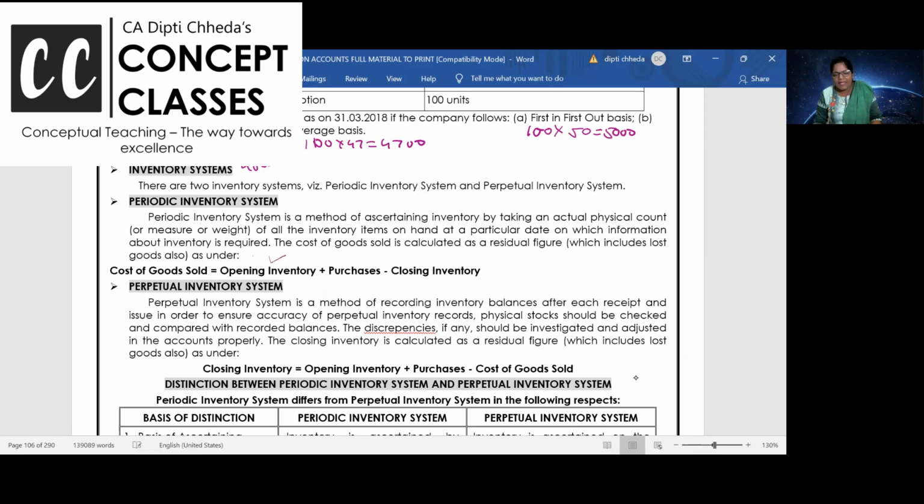You know the opening inventory, right? You know the purchase inventory. Closing inventory you calculate by counting. Opening plus purchase minus closing, you get the cost of the goods sold. So COGS, cost of the goods sold, is calculated and it includes inventory. See, opening there were 5 units.